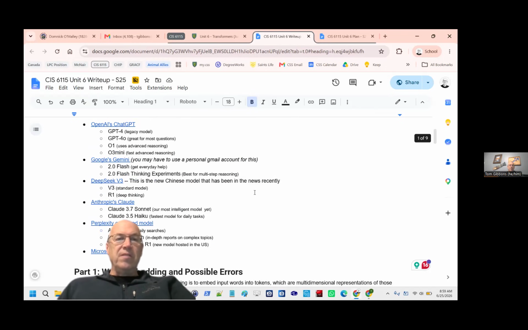It also depends on whether you have paid versions. So as a CSS student, you are using Google Gemini here. Oops, I haven't updated these numbers. Let me just stop and do that real quick.